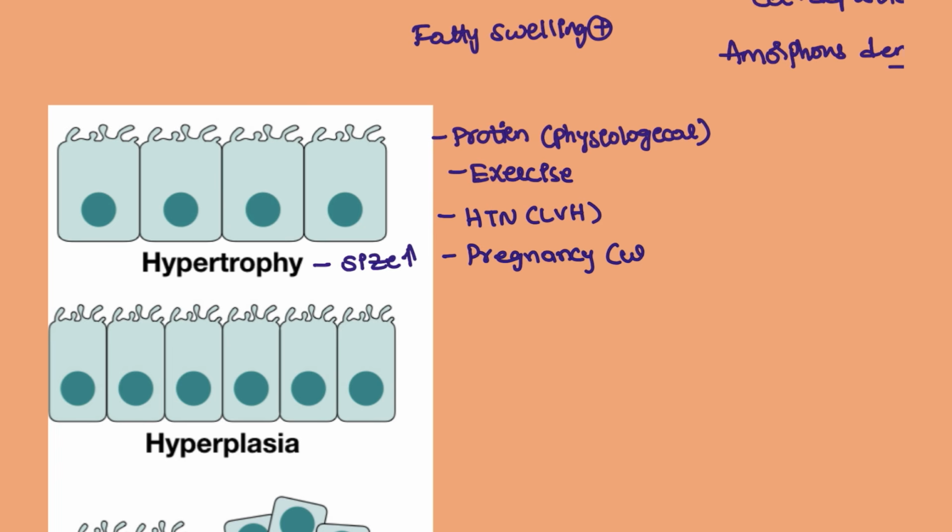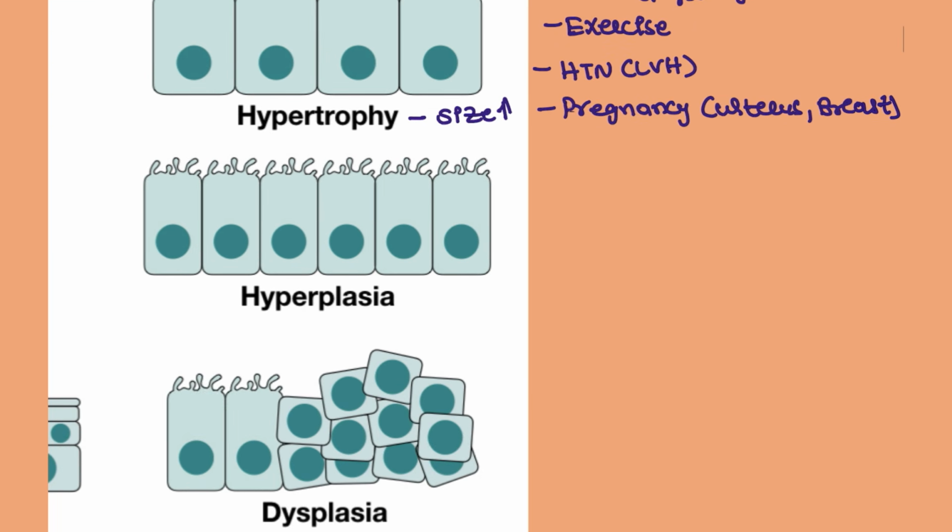So in pregnancy also, the uterus and the breast go through hypertrophy of the structures. Next, hyperplasia. In hyperplasia, there will be a size increase, but at the same time, more than the size, the number will be increased. So the number is more important in hyperplasia. It could be pathological, it could be physiological also.